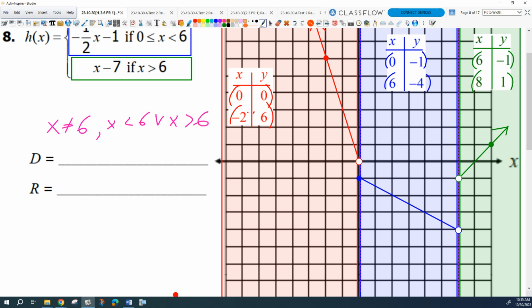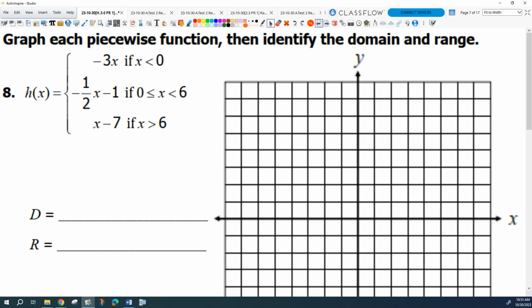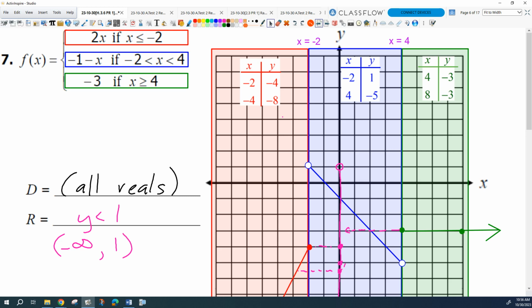How would I say that with interval notation? Oh, by the way, on the last one, we didn't do this, but we could have. How could we have said all reals with interval notation? Negative infinity to positive infinity, because it would have been the entire axis. So the left endpoint would have been clear out at negative infinity, right point at positive infinity. So yeah, we could have said that.